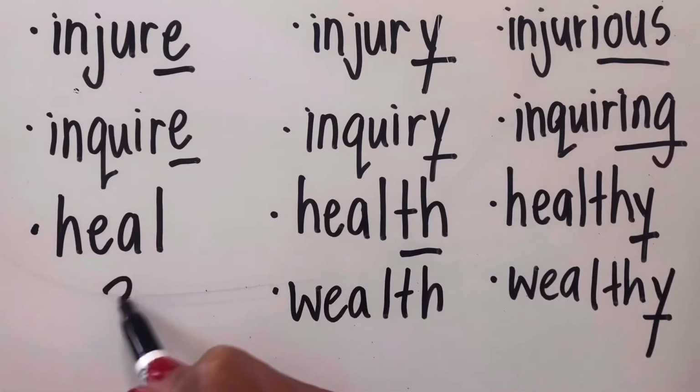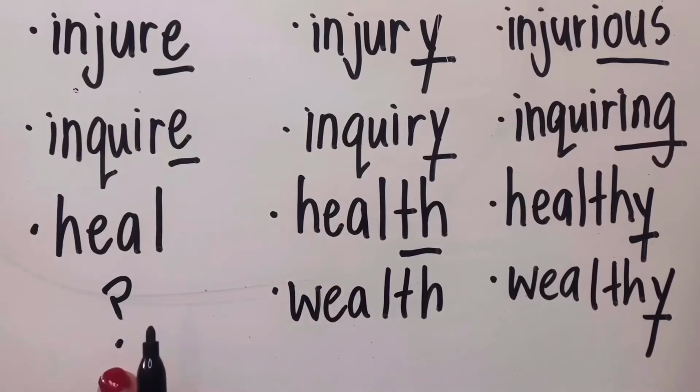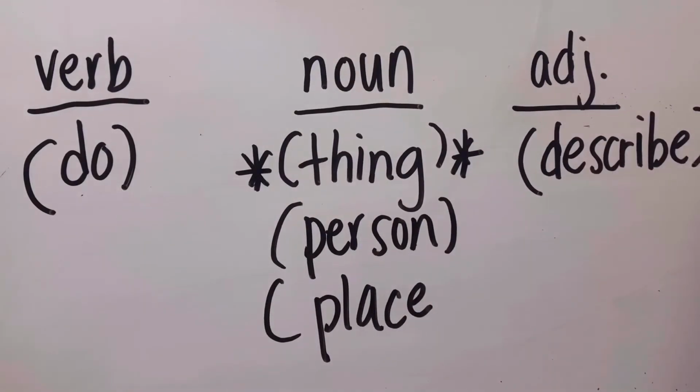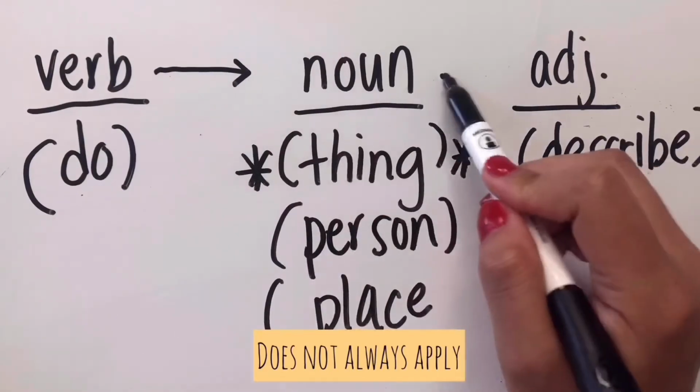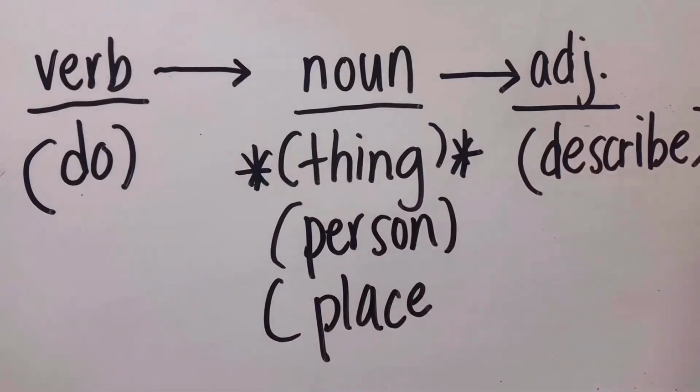But then how would we say wealth as a verb? Not really a verb for wealth. We cannot say wheel. Not all the words in the English language you can turn from a verb to a noun to an adjective, like in the examples I showed you before. So keep that in mind.